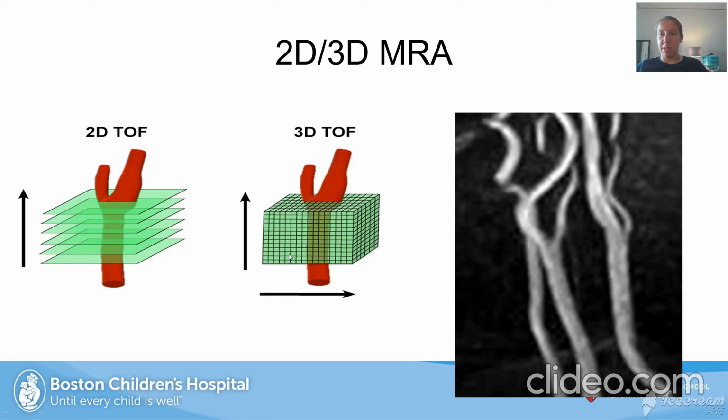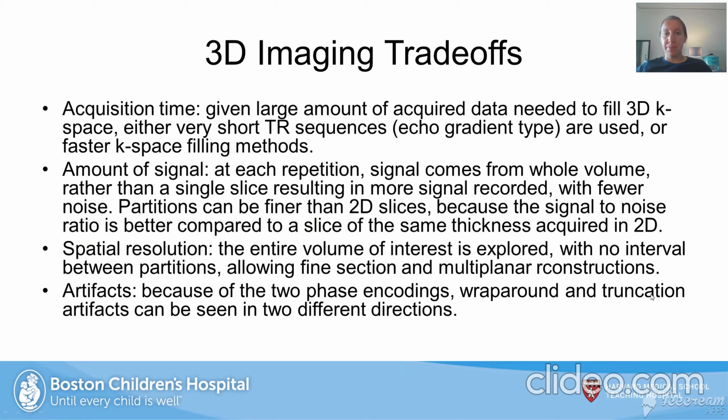So this is what the images typically look like. This is the 2D time of flow and the 3D time of flow. So just an example of MR angiography. This is what the images typically look like. So this is an image of the blood flow.